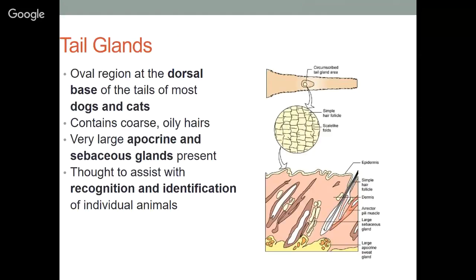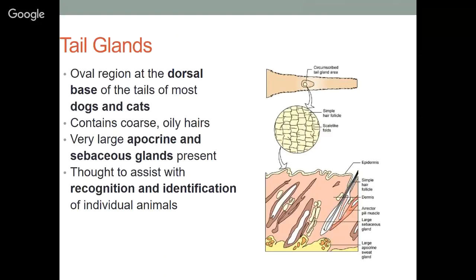It's thought to assist in recognition and identification of individual animals. So it carries the animal's own scent. Okay, so sniffing the tail of another animal is one way to get to know them a little bit better. I'm not suggesting that you do it. I'm just saying that's what animals do.